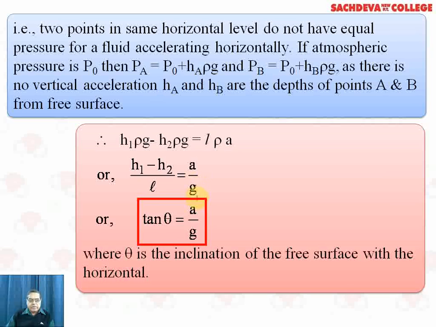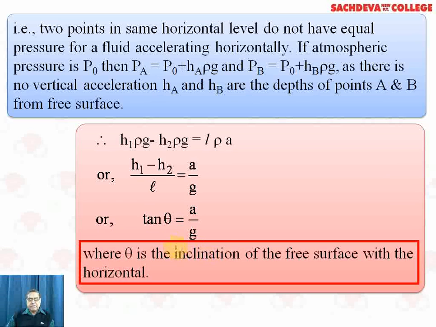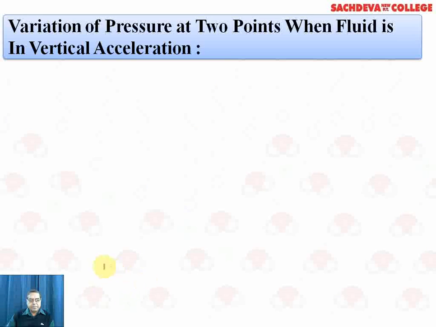Now, A over G is taken as tan theta. If we check the figure, we will find that A is operating like a perpendicular and G is operating like the base. So A over G will be tan theta, and finally H1 minus H2 over L can be equated with tan theta, where theta is the inclination of the free surface with the horizontal.